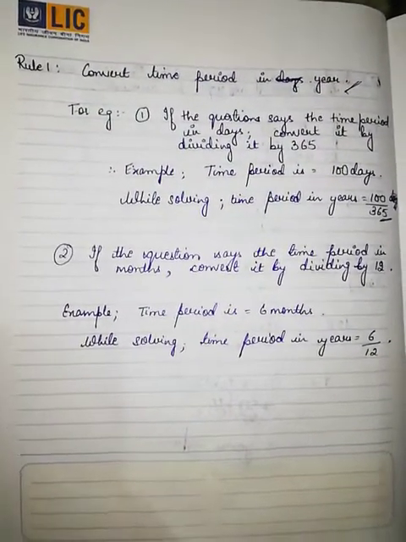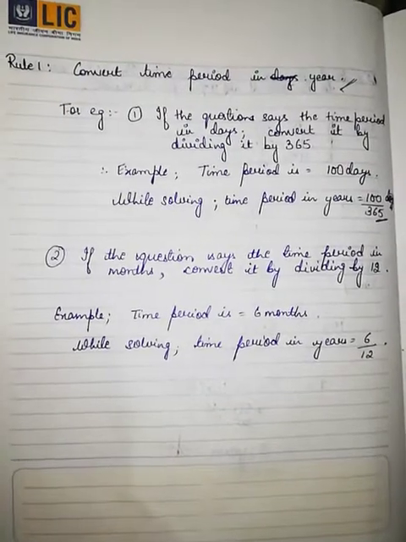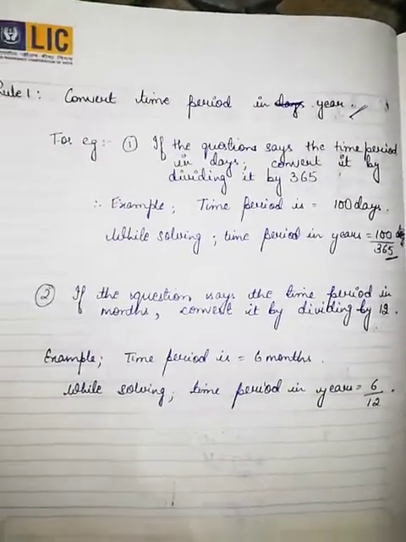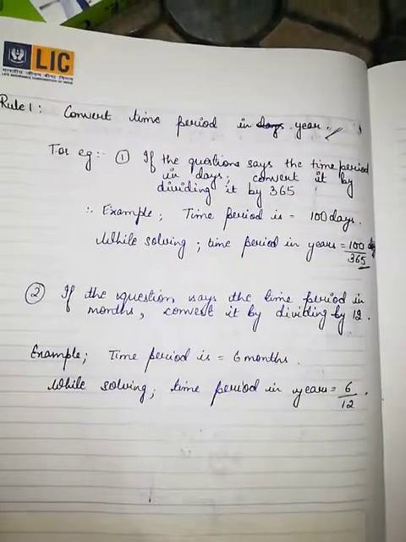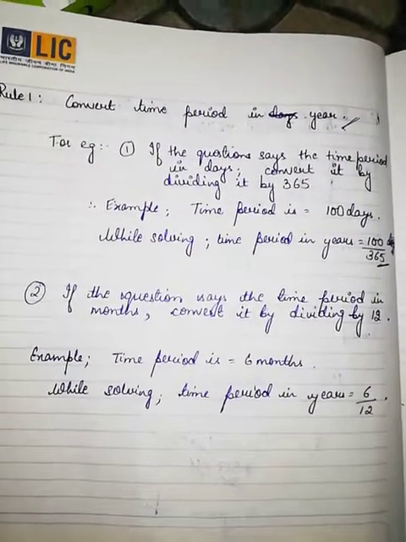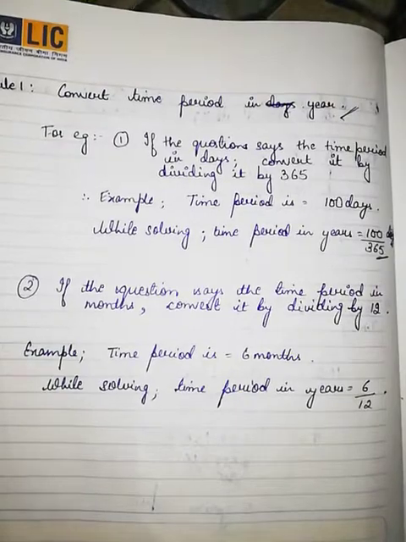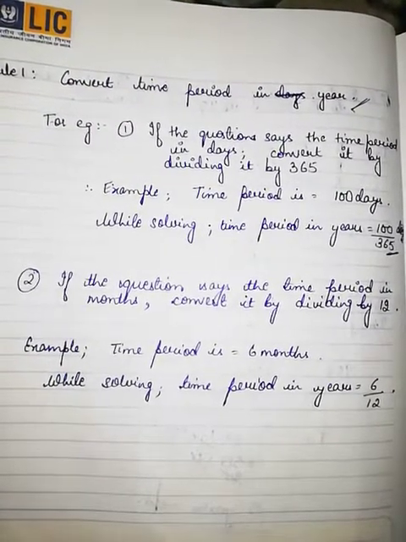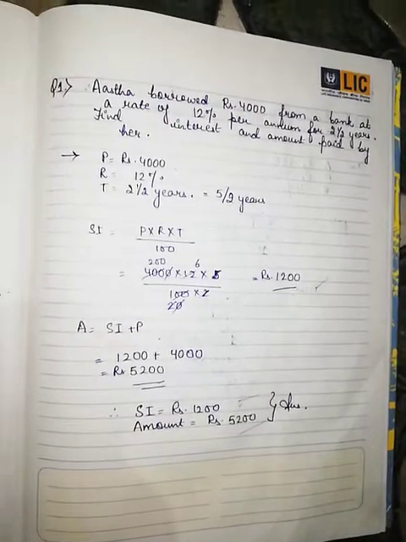And in some questions, the time period is given in months. To convert it into year, we divide it by 12. Like if time period is 6 months, then we will convert it in year by dividing by 12, that is 1 by 2. Sorry. I would like to give you an example.